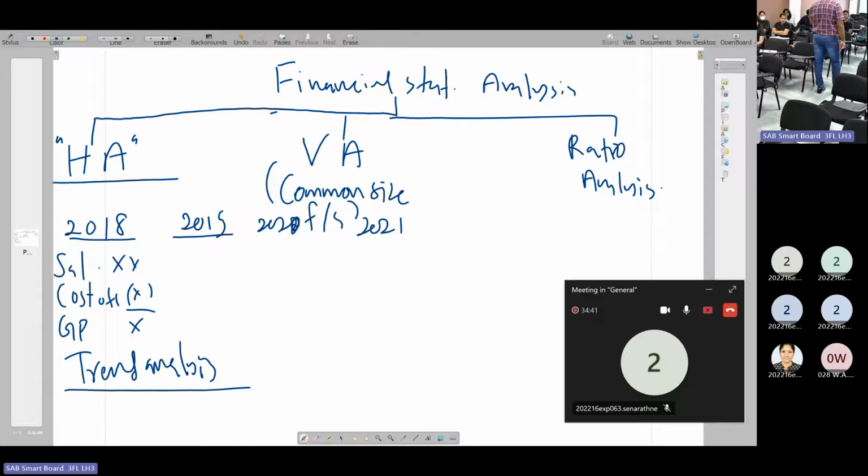As financial analysts, finance related professionals, we have to have that sense. But before something happening, we need to identify that. That's why we have to have analysis like this. We have to have prediction ability. What will happen in the next couple of years?